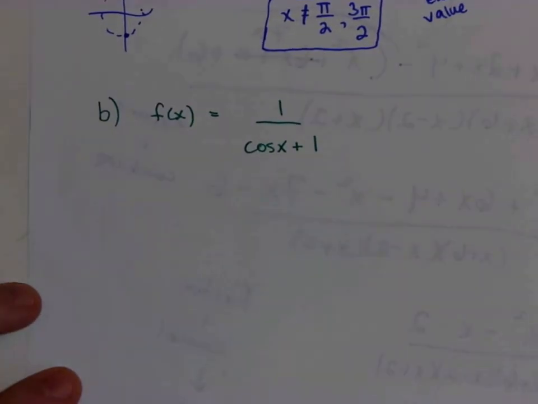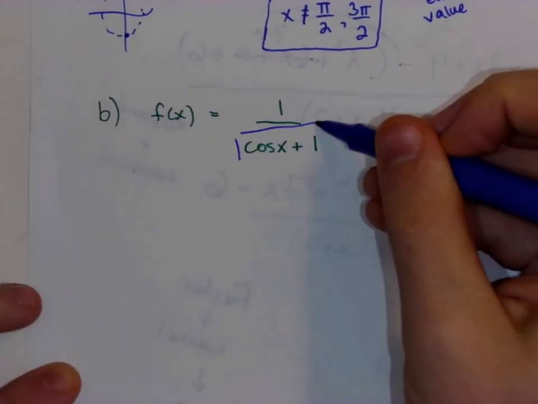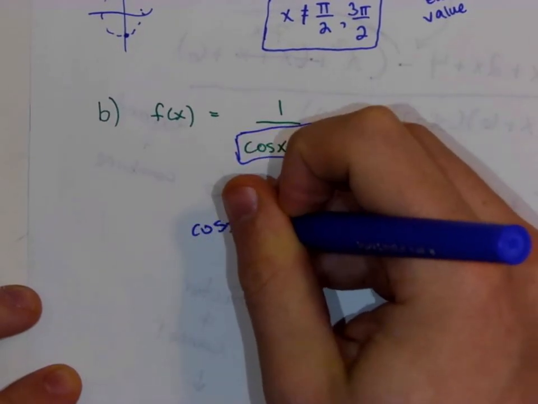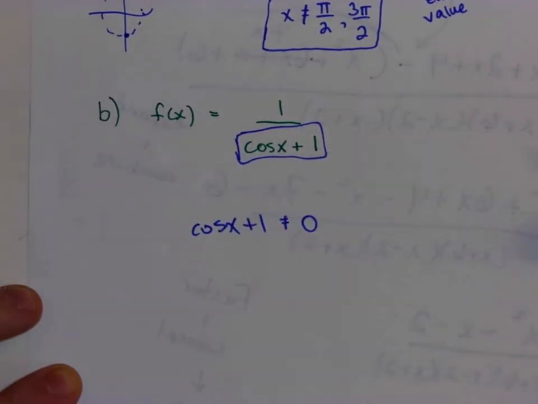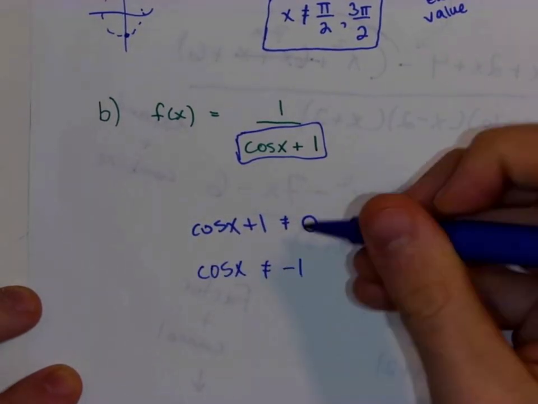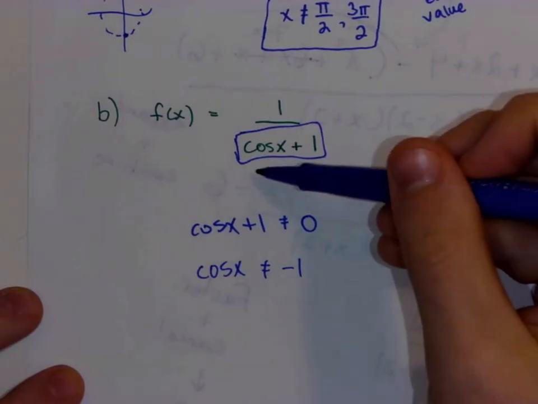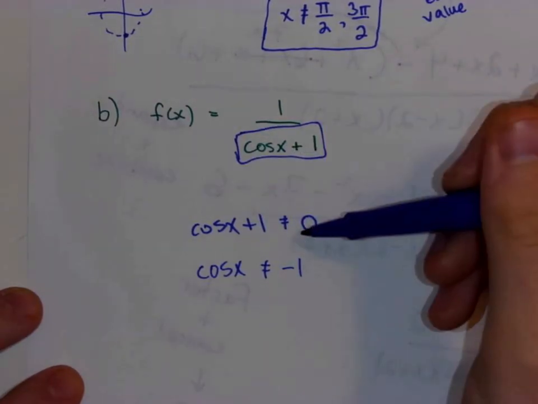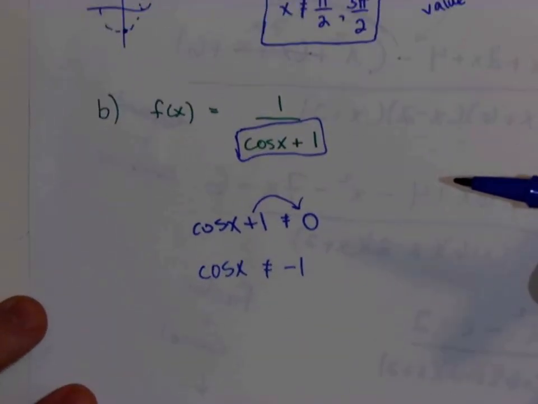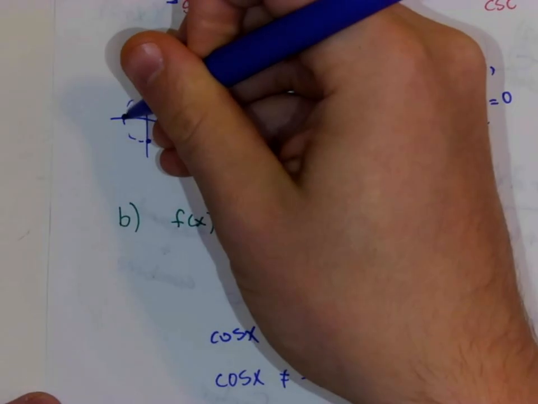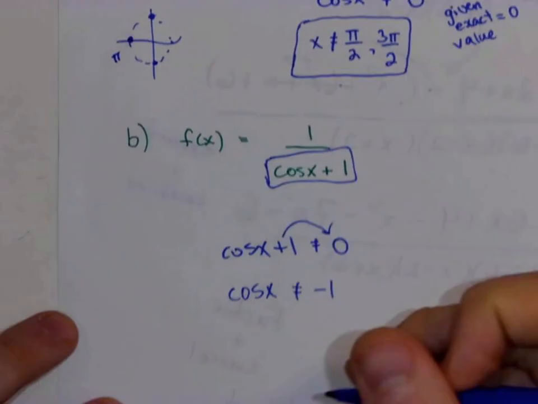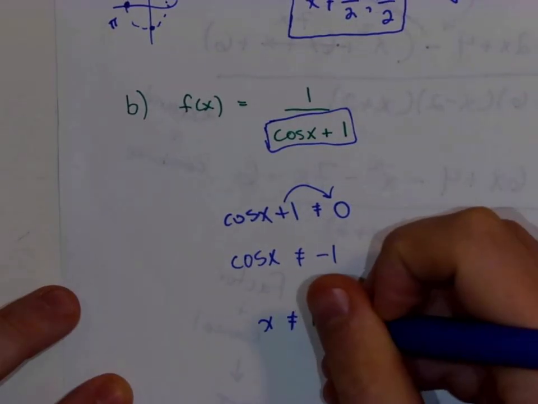So let's finish off NPVs with question B. Obviously the only denominator is this guy here. There's no secants or cosecants or anything. So I go cos x plus 1 cannot equal 0. I'm going to move the positive 1 over to the right, so I'm trying to make this entire expression equal to 0, which means we just move the 1 over. So when can cosine not equal -1? Well, let's use this unit circle again. Cosine cannot equal -1 on the left side at pi or 180. So x in this case cannot equal pi.